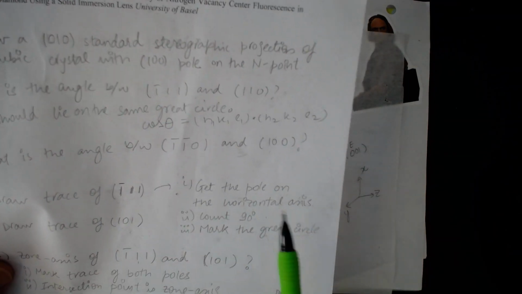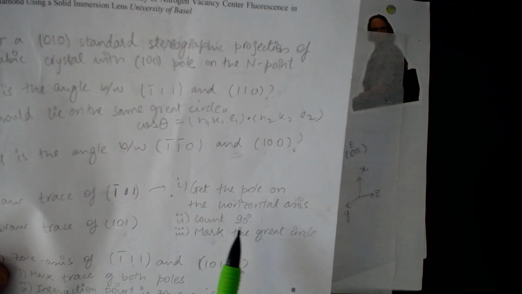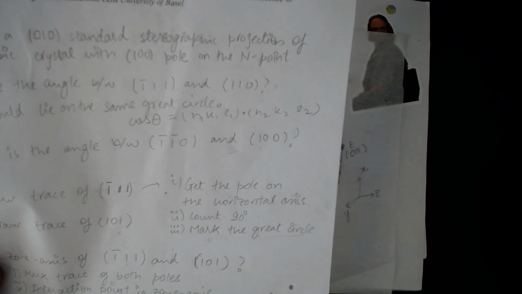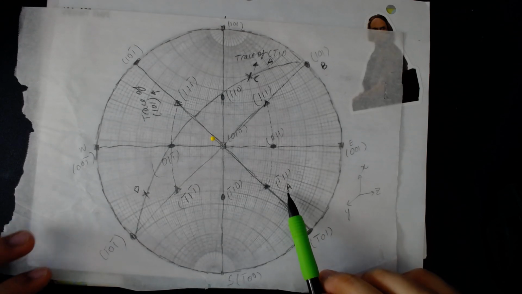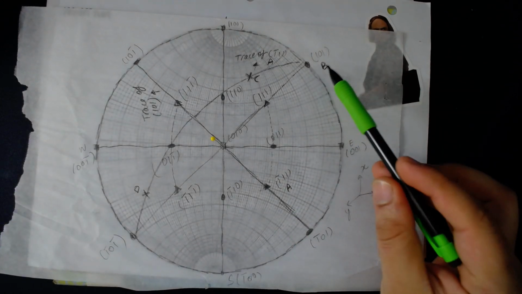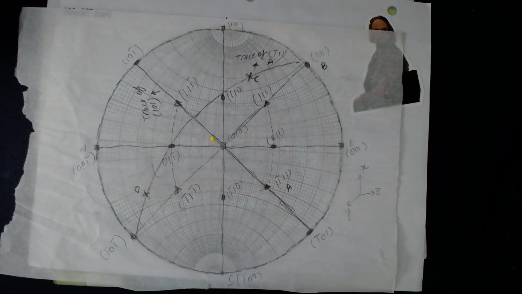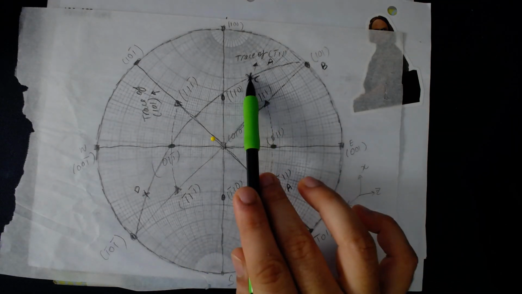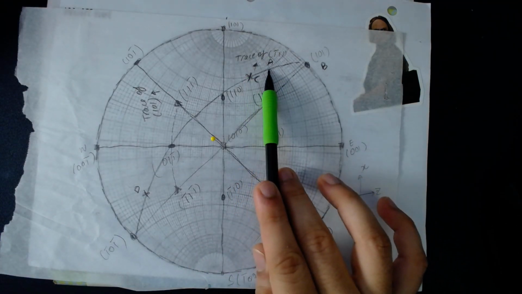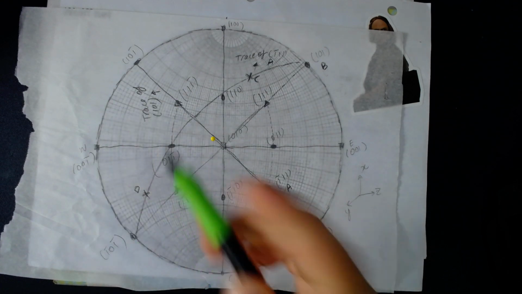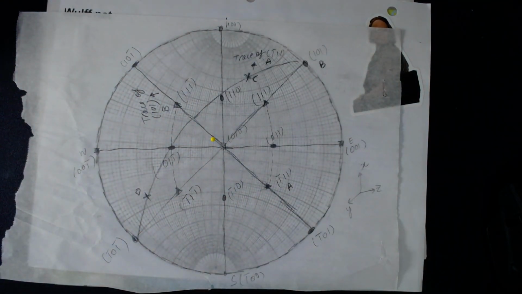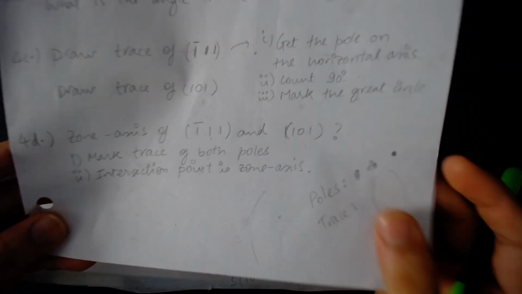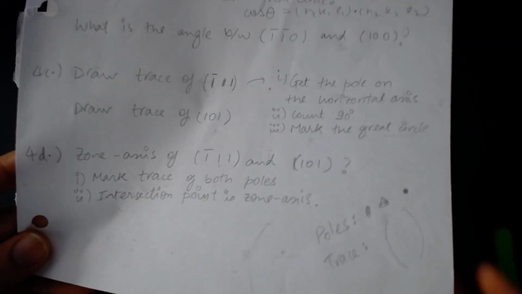Get the respective pole on the horizontal axis, count 90 degrees, and mark that great circle. We had pole A, bar 111, and pole B, 101, and this great circle became the trace of A, and this great circle became the trace of B. Alright, now let's quickly check out the next question, because it follows along the same pathway.